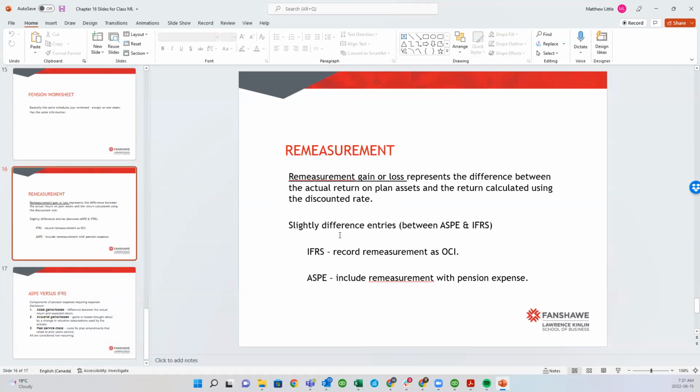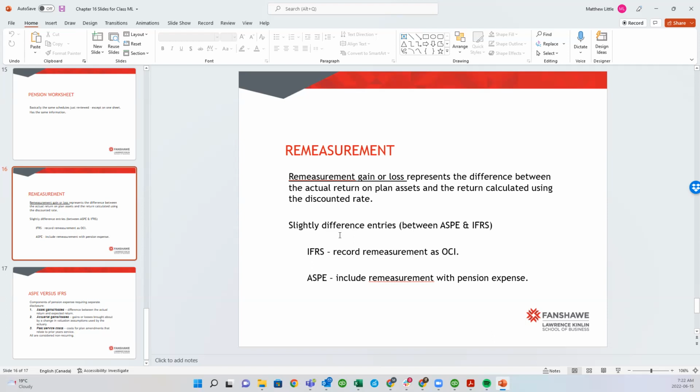And then another component is remeasurement. There's a remeasurement gain or loss that represents the difference between the actual plan return and the return calculated using the discount rate. The discount rate is what is expected to be achieved in the plan, and the actual is the actual. So there's typically a difference between those two.